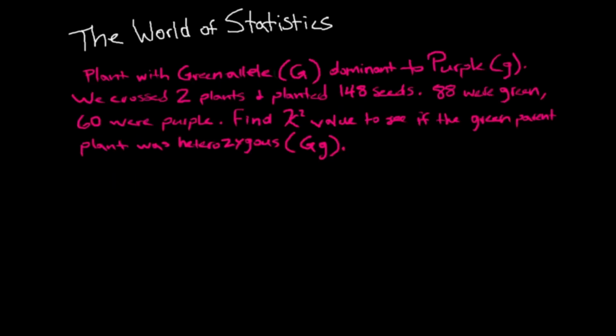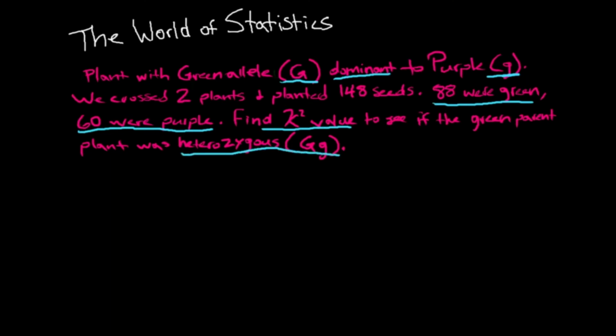For our first example, we're given a plant that has two alleles. They have a green allele, which is the dominant allele, and then they have the purple, which would be the recessive. So we crossed two parent plants. We planted 148 baby seedlings. We noticed that 88 were green and 60 were purple. We want to figure out the chi-square value, and we want to test to see if one of the green parent plants was heterozygous.